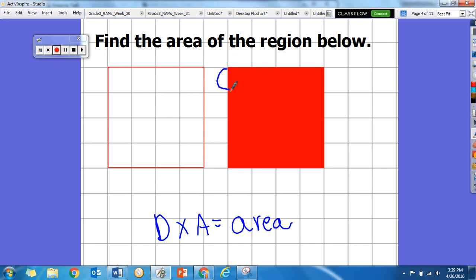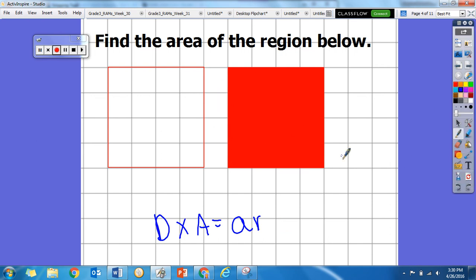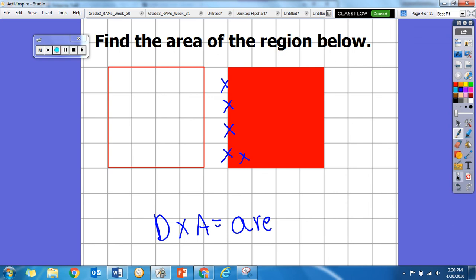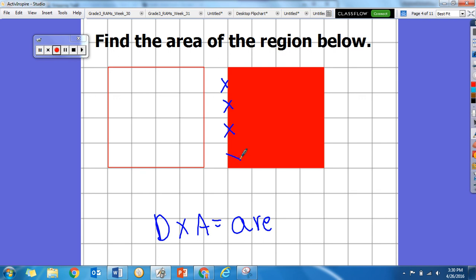So I have 1, 2, 3, 4 down. If you don't want to write it that way, you could also write it like this. Now, we remember with area, we have to count this one twice. So we had 1, 2, 3, 4 down, and 1, 2, 3, 4 across. And if we do 4 times 4, that equals 16.